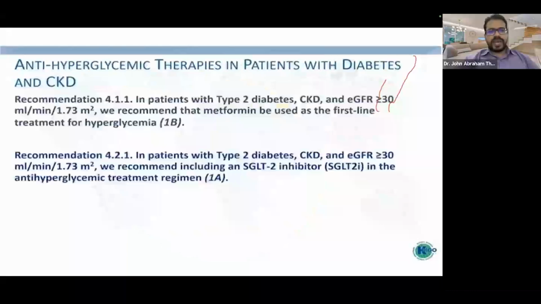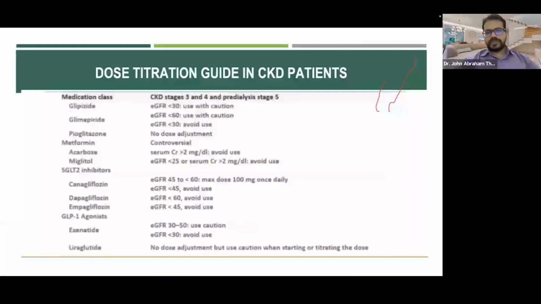So anti-hyperglycemic therapies in patients with diabetes and CKD: the recommendation by KDIGO is that in patients with type 2 diabetes and CKD and eGFR more than 30, metformin should be used as first-line treatment for hyperglycemia. And when the eGFR is more than 30, the recommendation also includes an SGLT2 inhibitor in the anti-hyperglycemic treatment regimen.